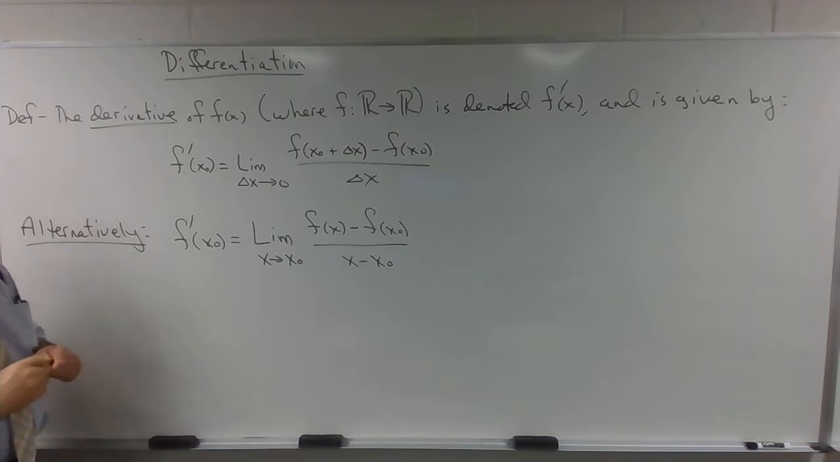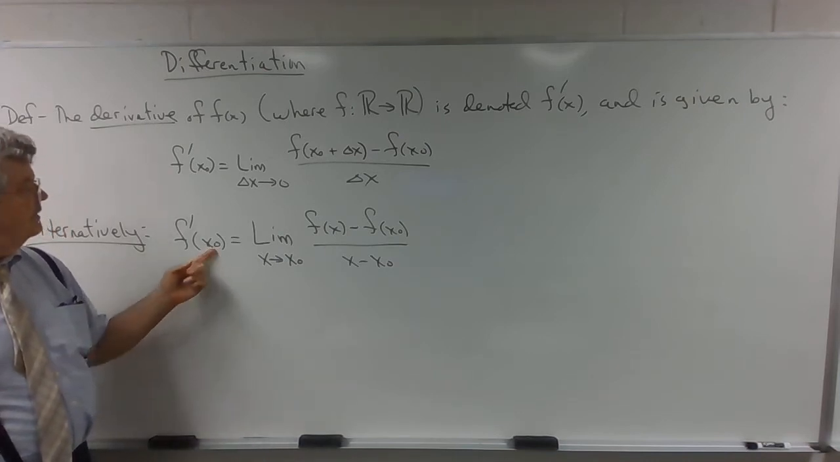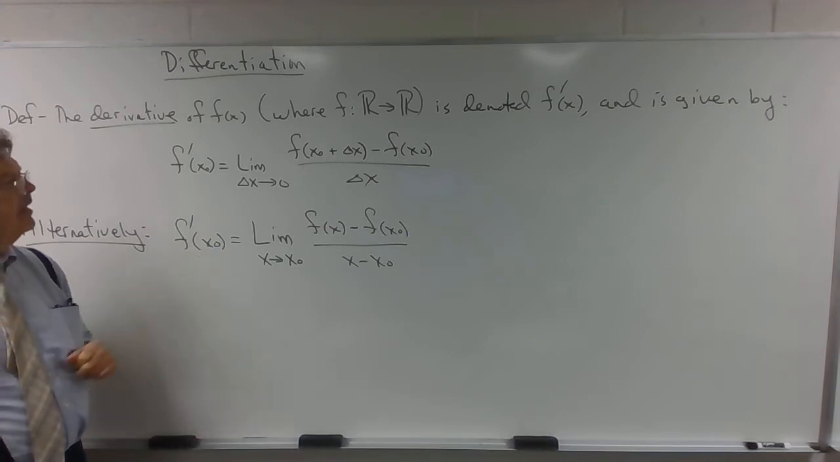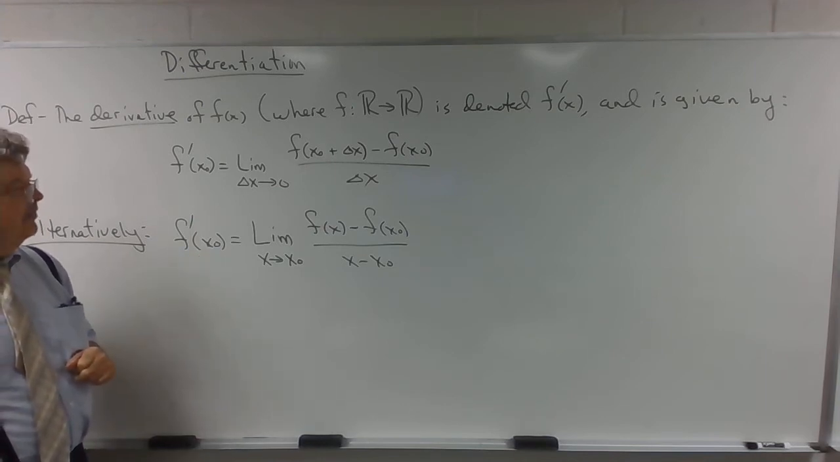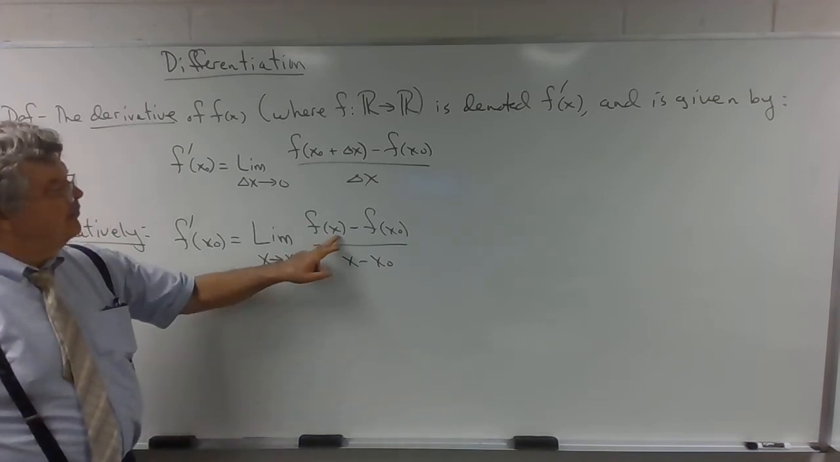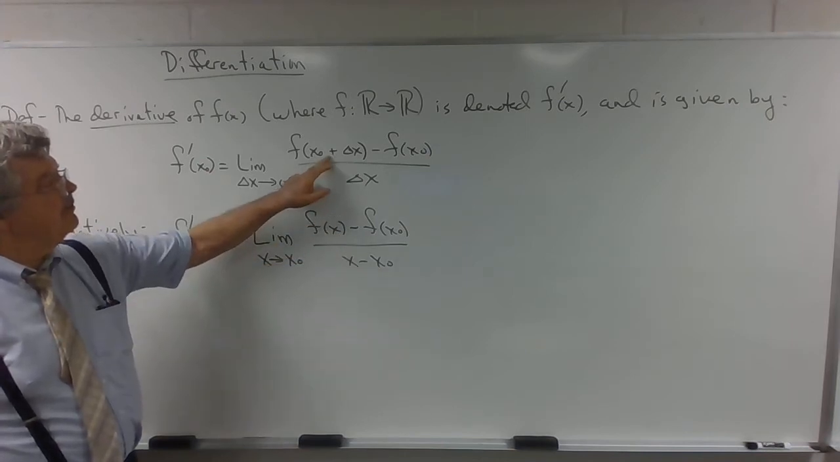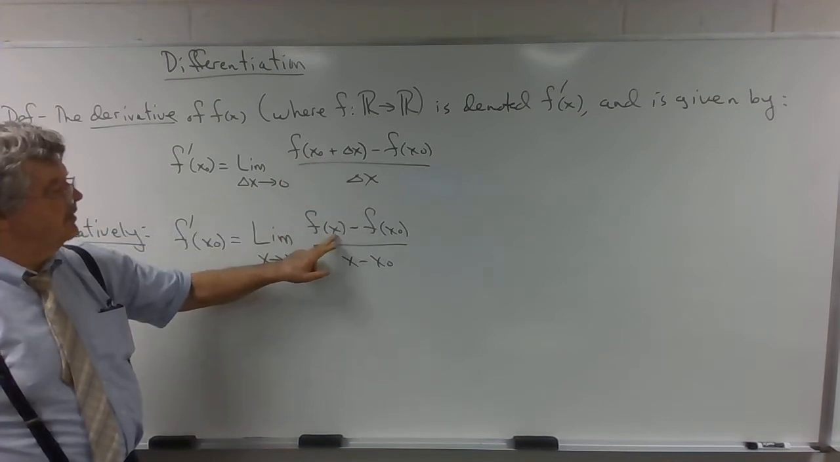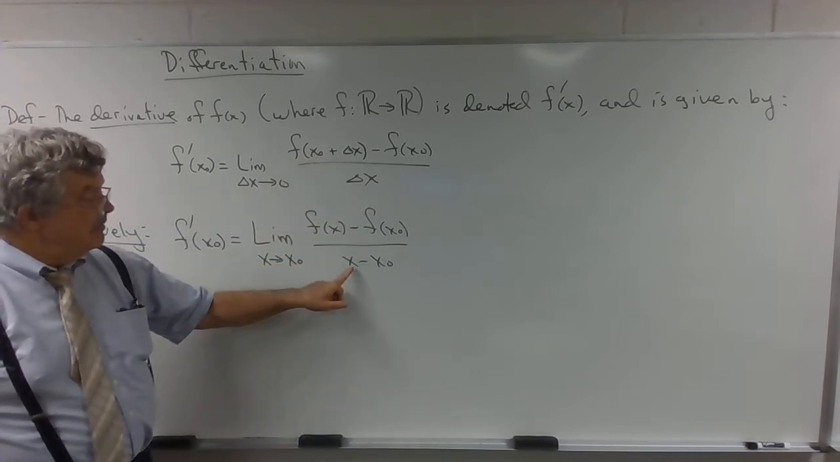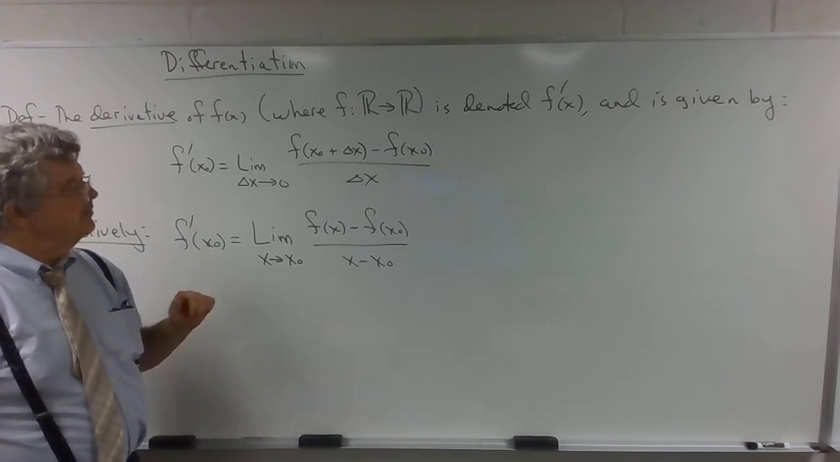Yeah, we have an alternative definition for the derivative at x of naught. And think about this. If we look at this definition, then up here, this is x of naught plus delta x. And let me be more specific.